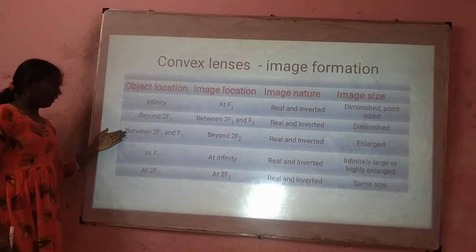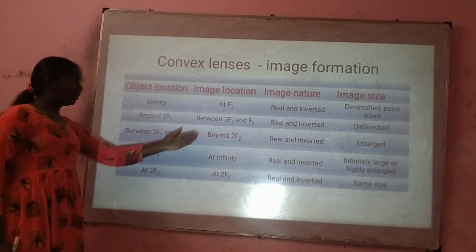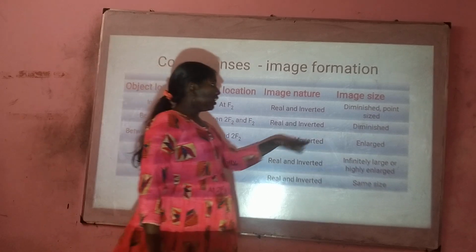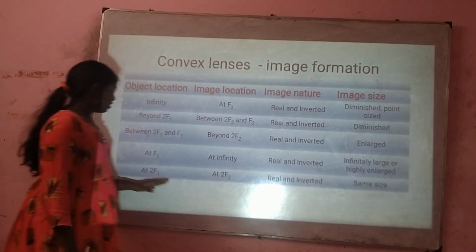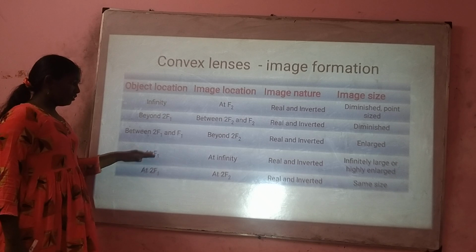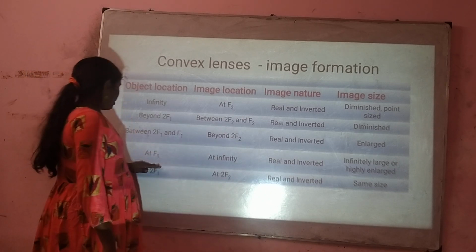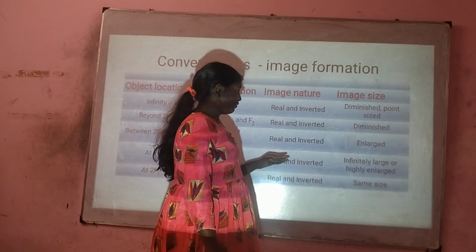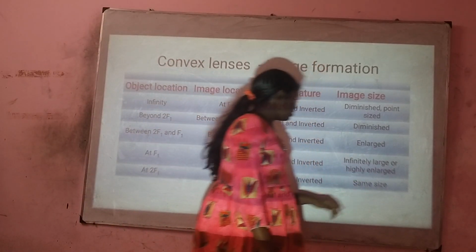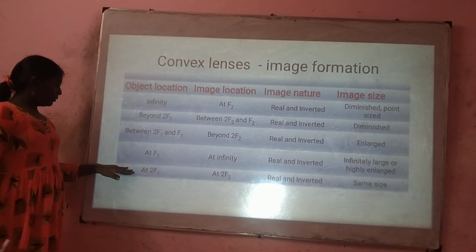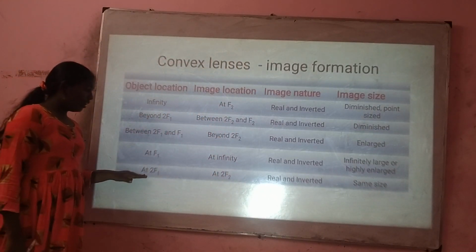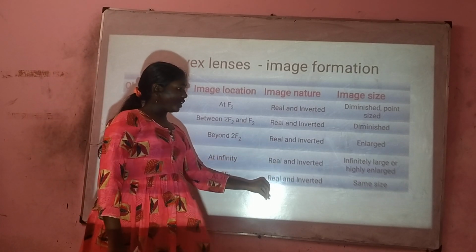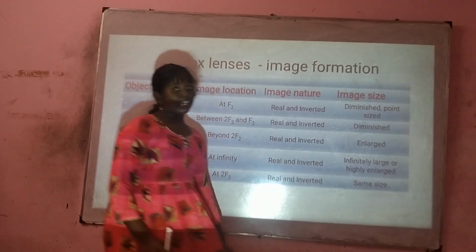Object location between 2F1 and F1, image location beyond 2F2, image nature real and inverted, image size enlarged. Object location at F1, image location at infinity, image nature real and inverted, image size infinitely large, highly enlarged. Object location at 2F1, image location at 2F2, real and inverted, and the image size would be exactly the same.